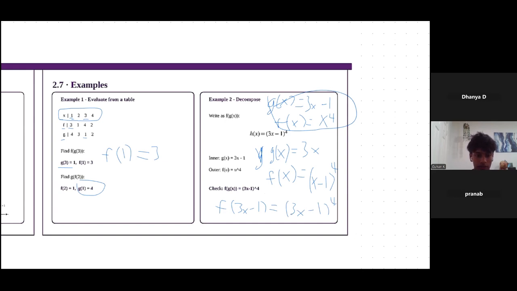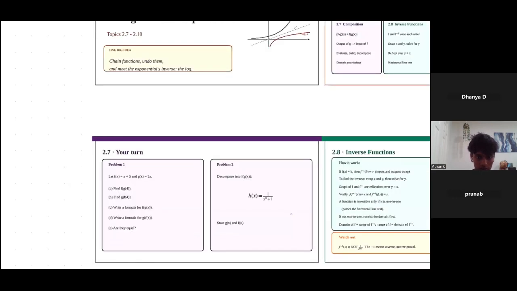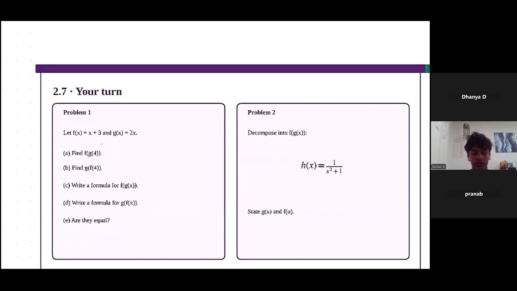Okay, now here's a couple questions for you guys. 2 questions. First problem, they give you 2 functions, and then they're going to ask for the value that you get from these 2 composite functions of f of g of 4 and g of f of 4. And then they're asking you to write a formula for f of g of x and a formula for g of f of x, and asking if they're equal finally.